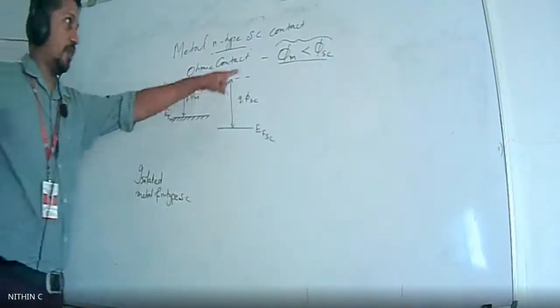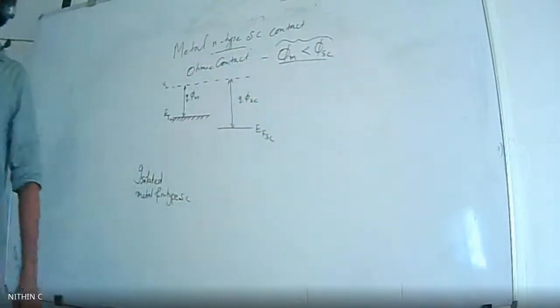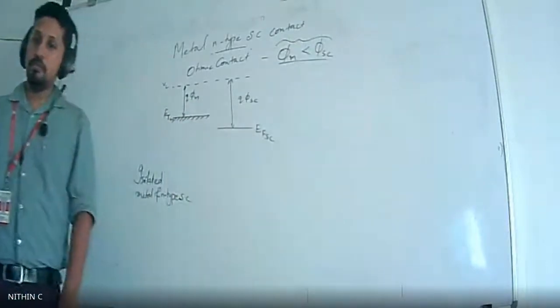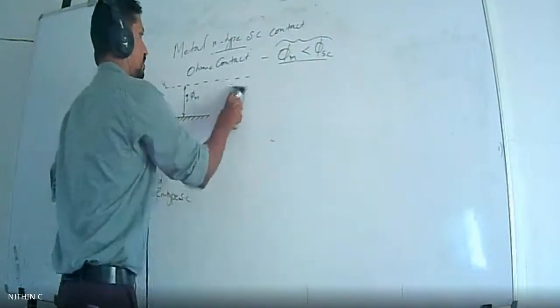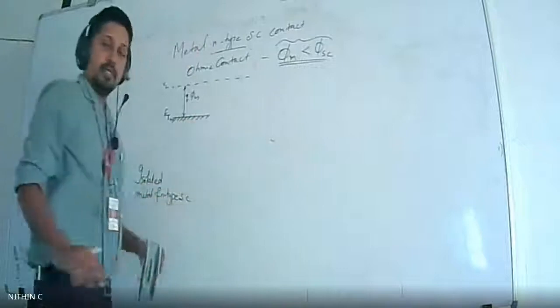We can respond by chatting. Type it. Whether this condition is satisfied over here, is phi m less than phi SC in this figure? No. So what should be the position of EFSC? Below EFM or above EFM? It should be above EFM. Right? That is all you need to note in this case. Right? For an ohmic contact, we know the condition that phi m should be less than phi SC.